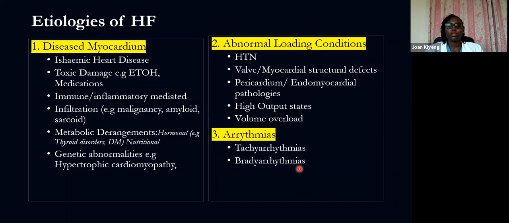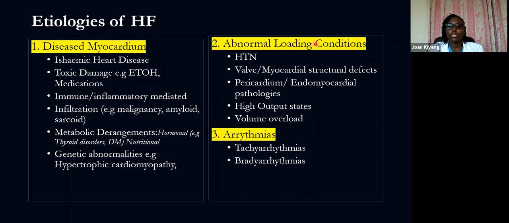Also, it can be immune or inflammatory mediated conditions such as lupus erythematosus, which can cause damage to the myocardium, and sarcoidosis, which can fall under infiltration. You can also have malignant infiltration of the myocardium, and metabolic derangements. On top of the list here is thyroid disorder. Both hyper and hypothyroidism can cause myocardial damage, and also nutritional insufficiency. And you can also have genetic abnormalities such as hypertrophic cardiomyopathy.